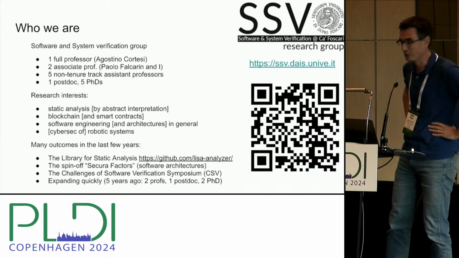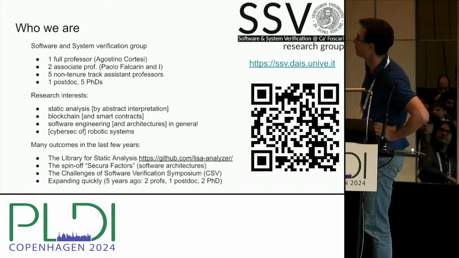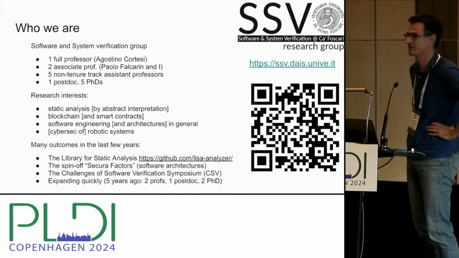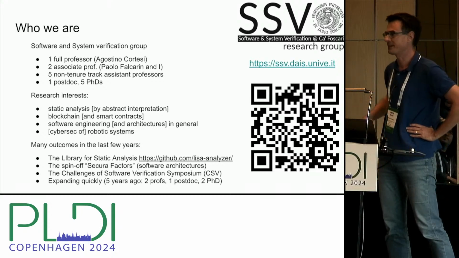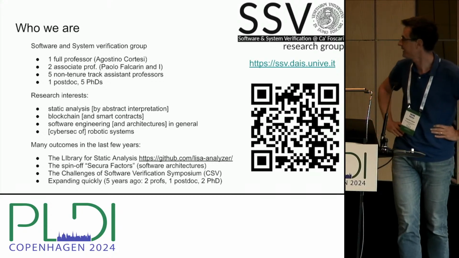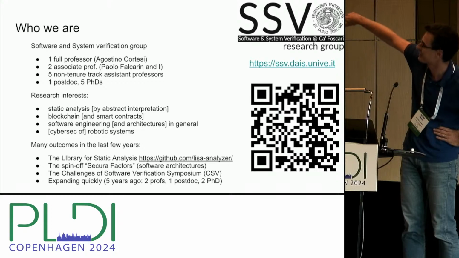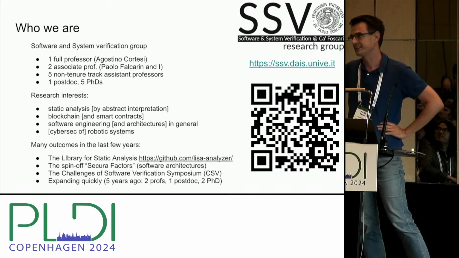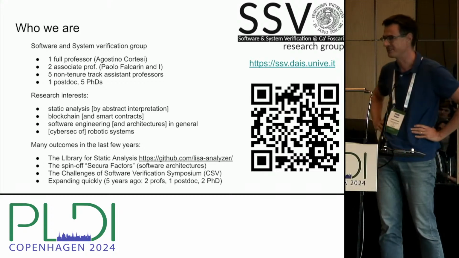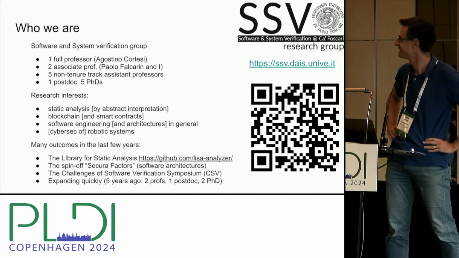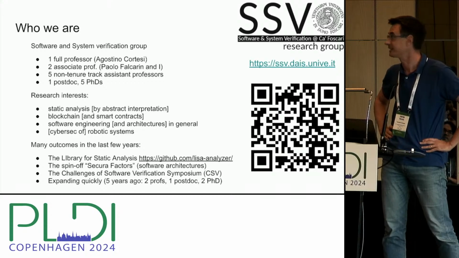First of all, who I am, but in particular who we are as a research group. We have a research group called Software and System Verification. It's composed of several professors, okay? And all the roots are in the first research interest you can see: static analysis by abstract interpretation. Myself, I'm an expert in this field. I did my PhD thesis in the old times with Radhia Cousot, and that's where everything started.